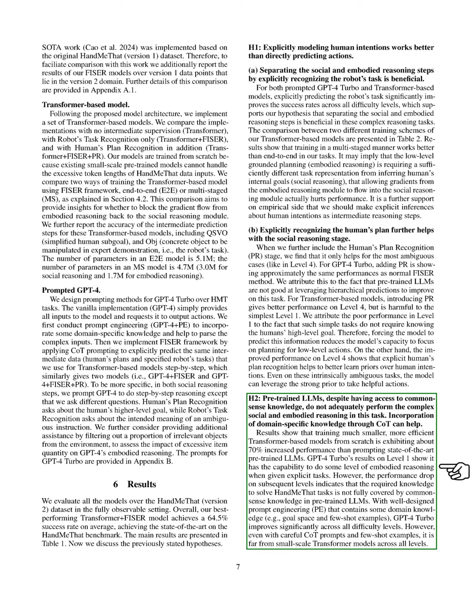Our results indicate that training smaller, more efficient transformer-based models from scratch leads to about a 70% improvement compared to using state-of-the-art pre-trained LLMs. When we evaluate GPT-4 Turbo on level 1, it shows some ability for embodied reasoning when given clear tasks. However, its performance declines in subsequent levels, suggesting that common-sense knowledge alone is insufficient for solving HandMeThat tasks. With well-crafted prompt engineering that includes domain knowledge and examples, GPT-4 Turbo performs significantly better across all levels. Yet, it still lags behind smaller transformer models.